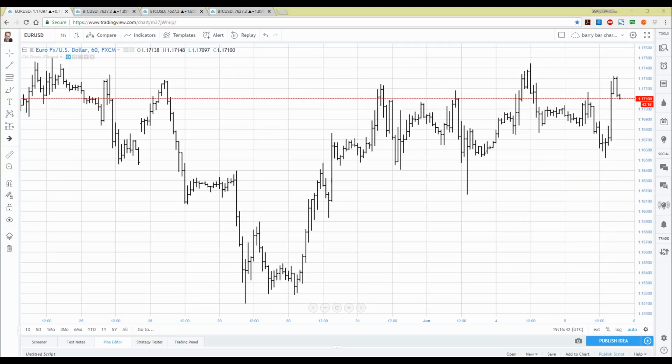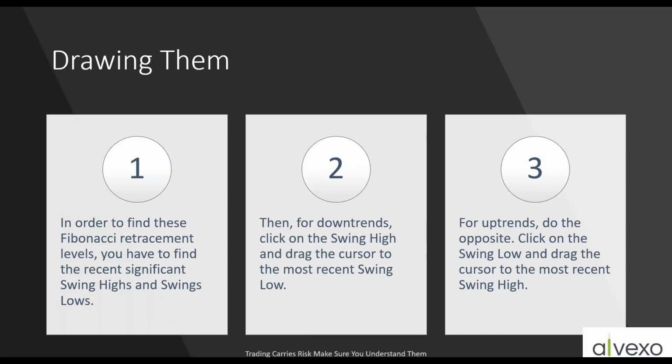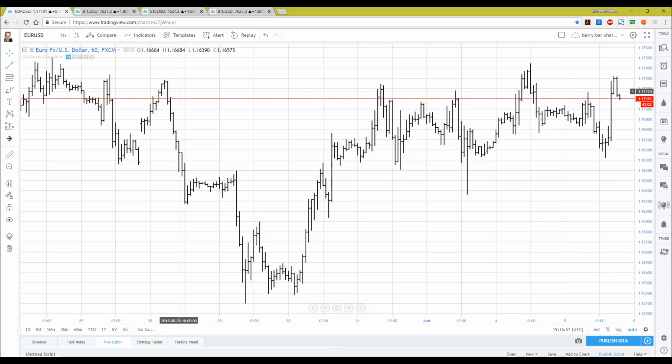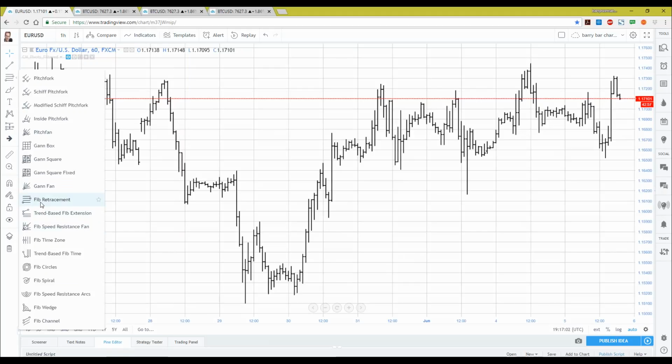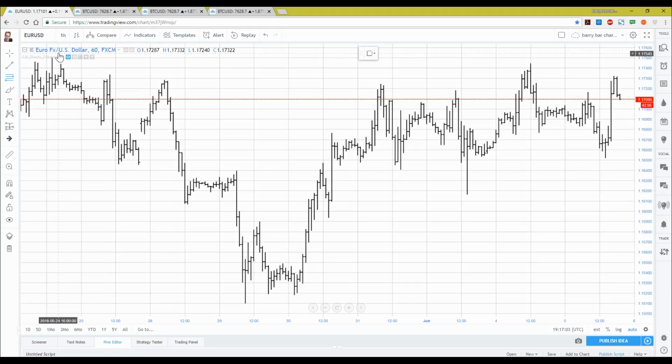the rule is we click on the swing high and pull the cursor to the most recent swing low. So we do that by, let's turn on the tool. Take the cursor from the most recent swing high. Oh, come on, mousey.